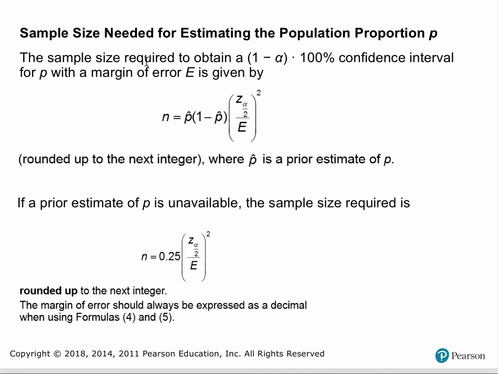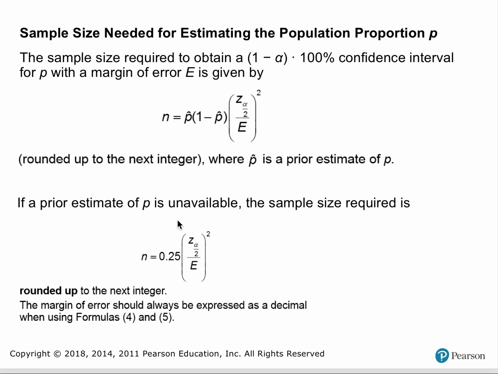So, here's the sample size needed for estimating the population proportion P. We have a formula for it. Notice it says rounded up to the next integer. And of course, P hat is a prior estimate of P. Rounding up is different from rounding off. If we round 12.3 up, we'd make it 13. If we just rounded 12.3 off, it'd round to 12. So always round up.